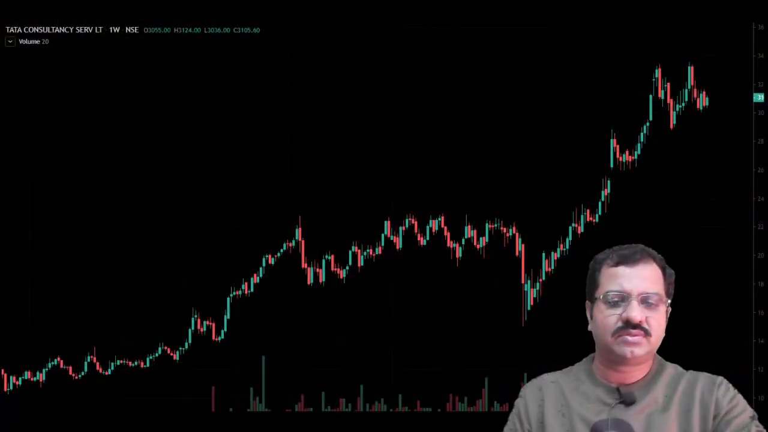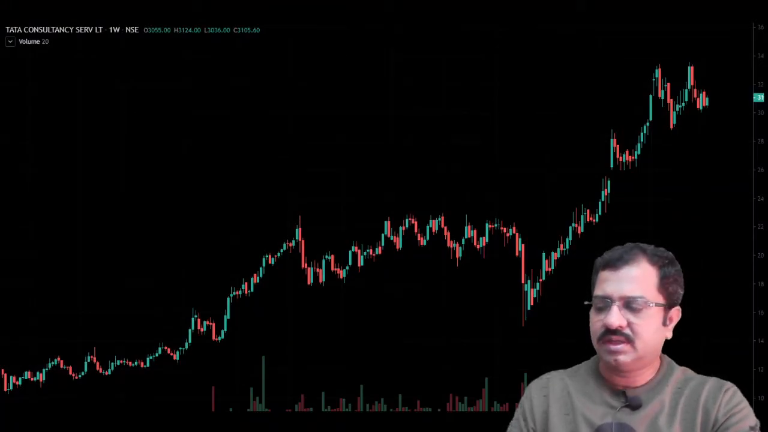When somebody says this is a support level, it means there is less chance that price will go below this level, or if price comes to this particular level, there is more chance of price being reversed from it. So let's go directly to the screen and see what support and resistance levels are and how to mark them.